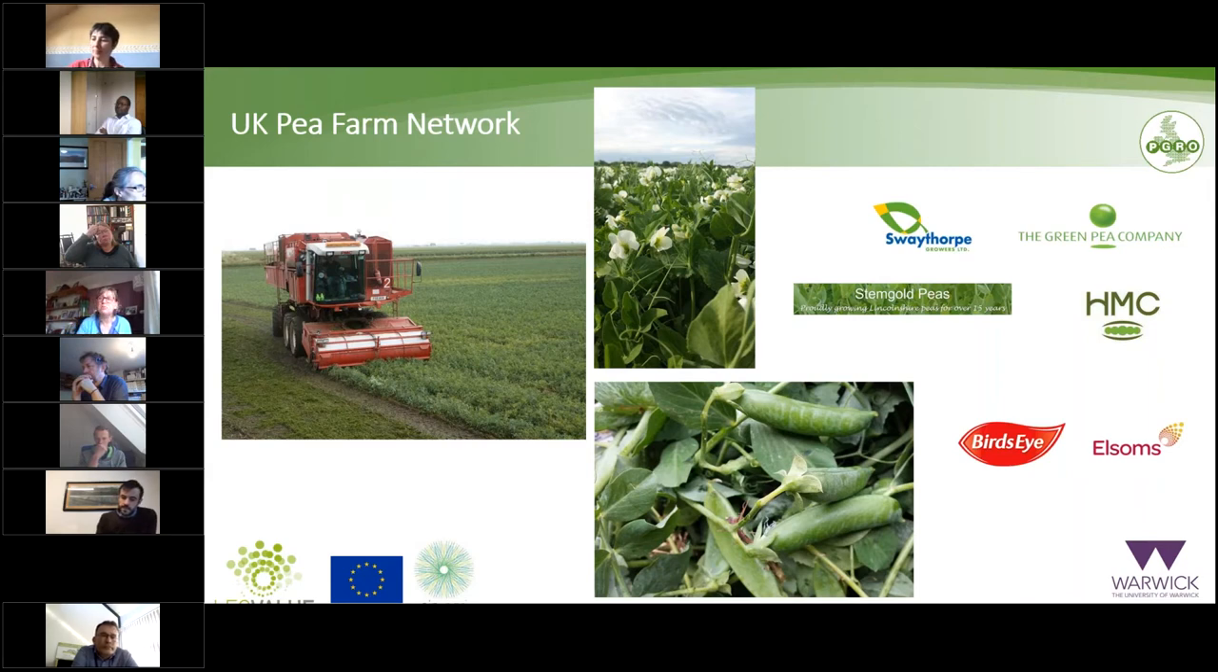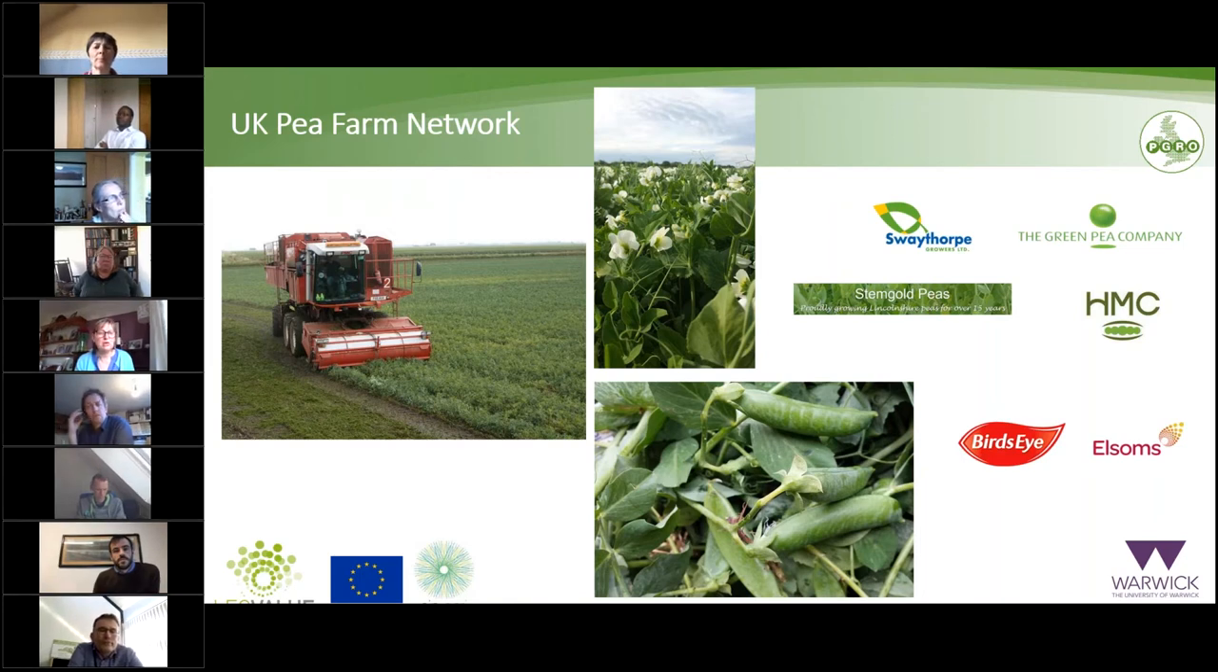I'm going to talk about the UK vining pea network. The way that this is organised is a little bit different from pulses in the UK. The vining pea groups are organised as cooperatives, so it's actually naturally inclined to be able to form a farm network relatively easily. This was very focused and started 5 or 6 years ago, really to look at soil health. And the reason for that is that vining peas are grown in these cooperative groups close to the factories down the eastern side of the UK.